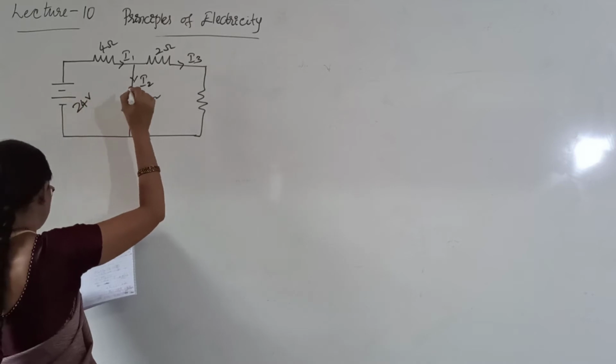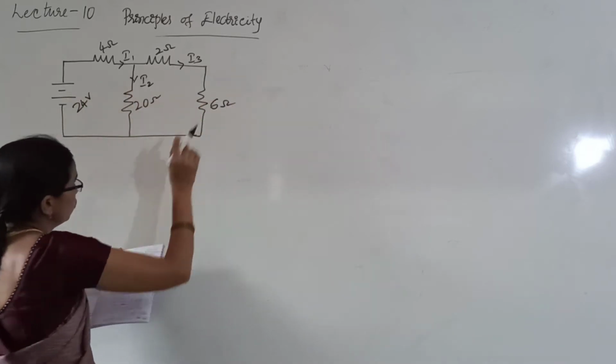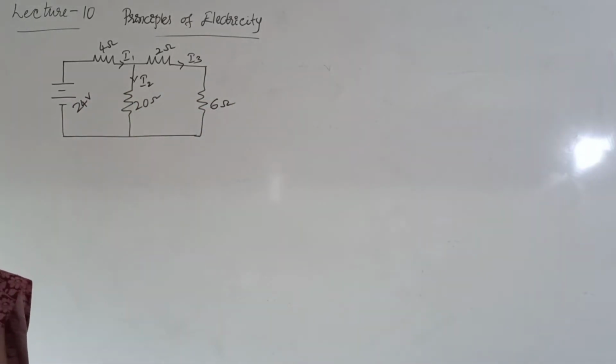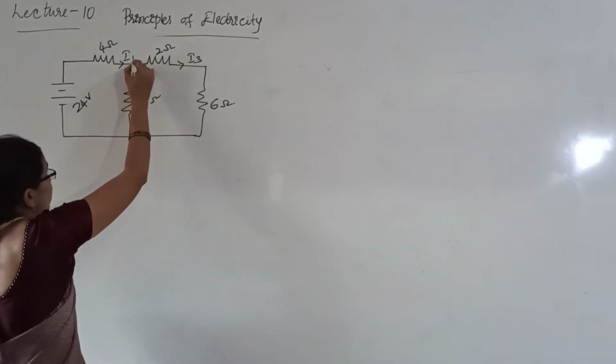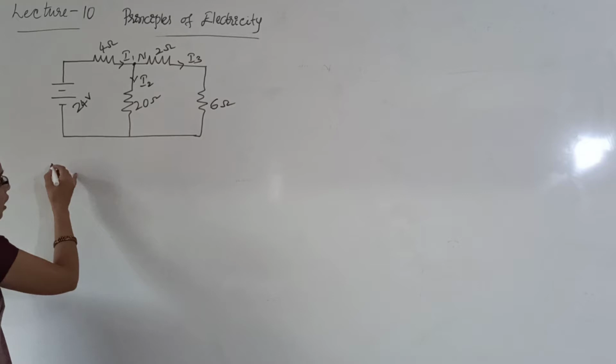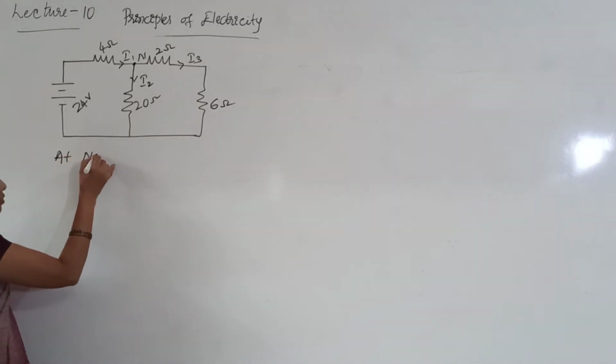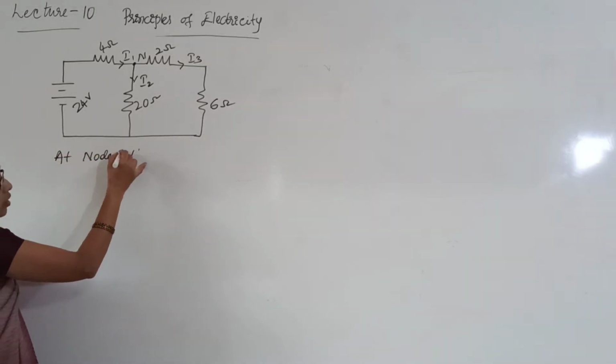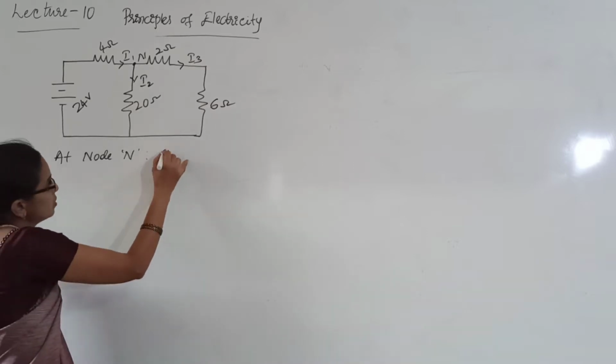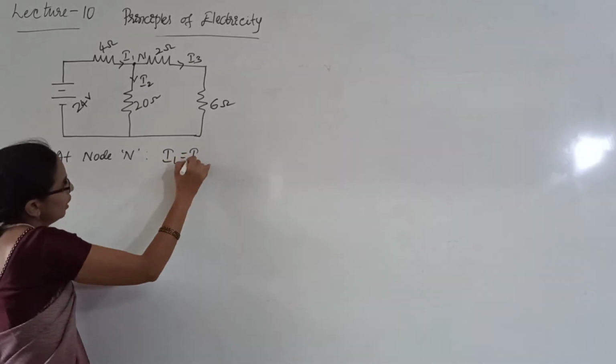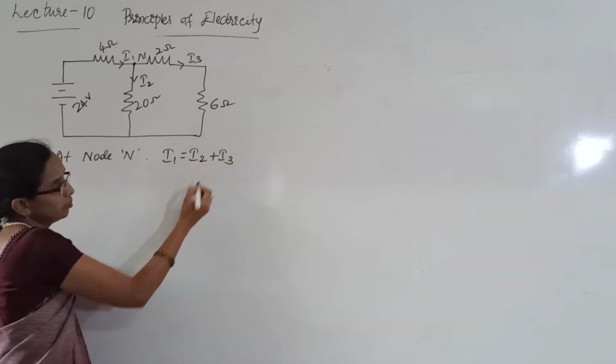24 volt, 20 ohm and 6 ohm. Calculate the branch currents in this circuit, and this is the node N. At node N, if I apply KCL, what happens? I1 is equal to I2 plus I3.